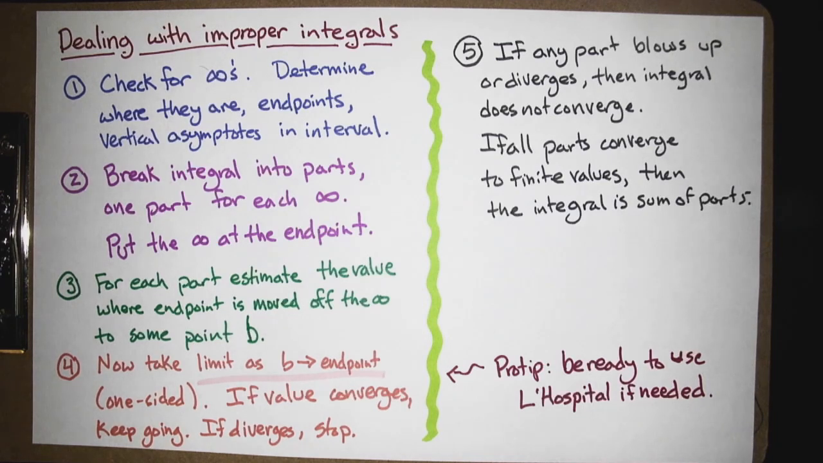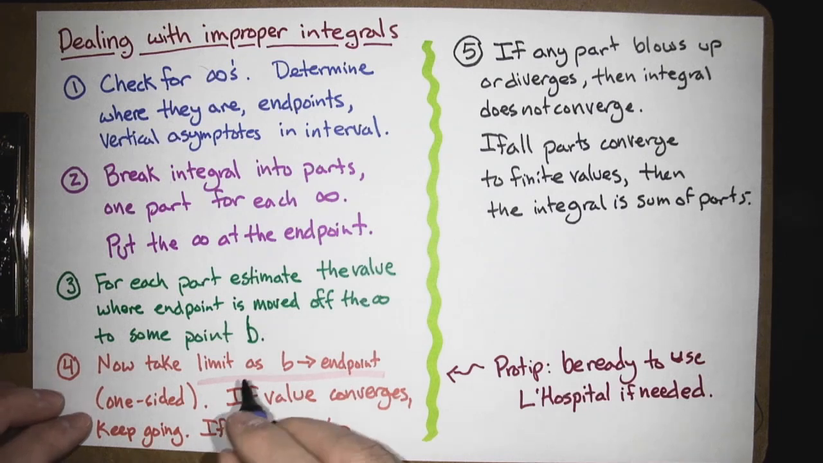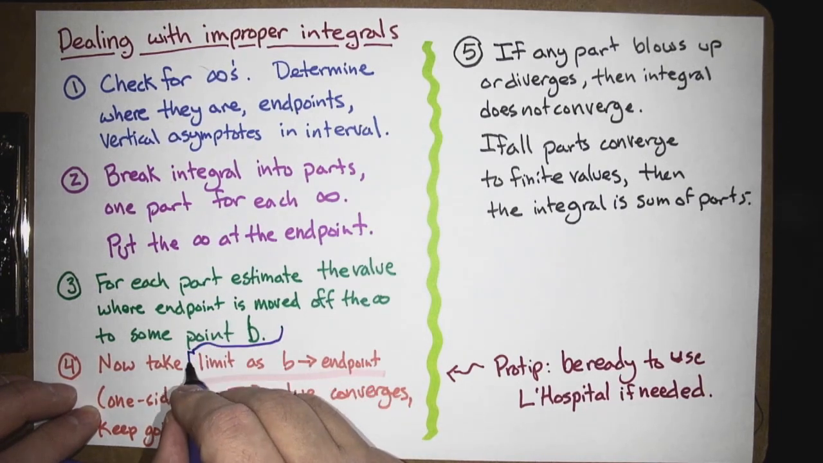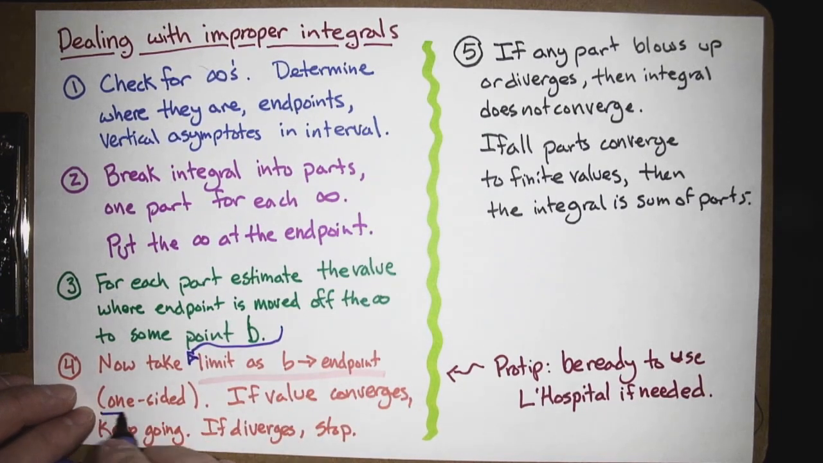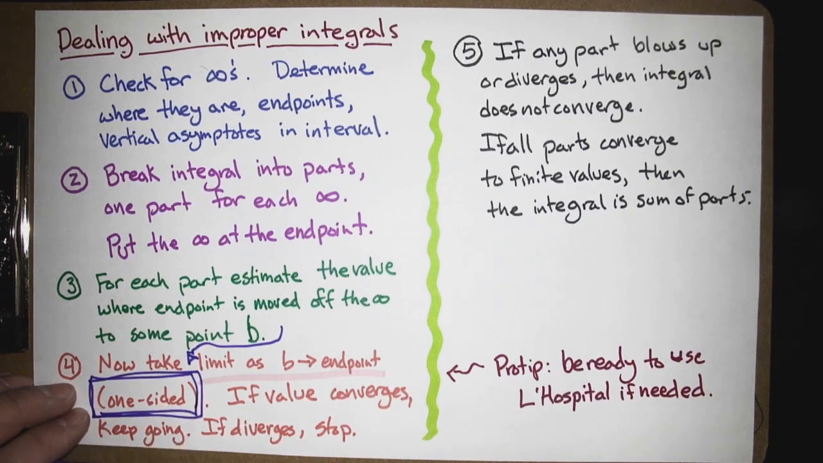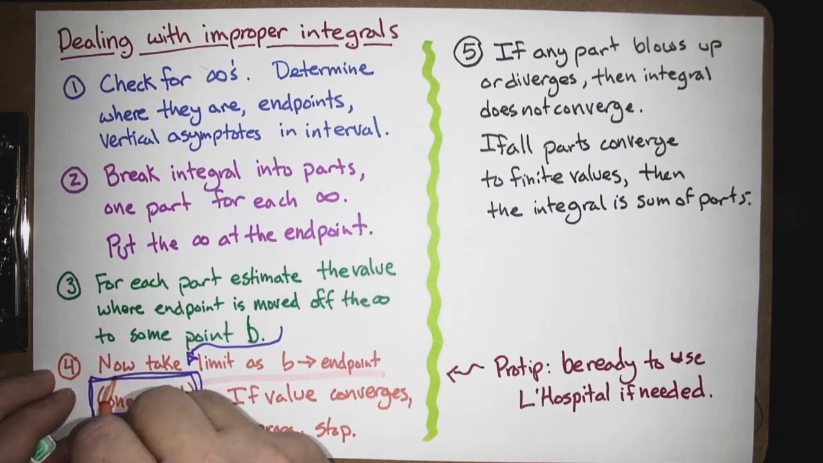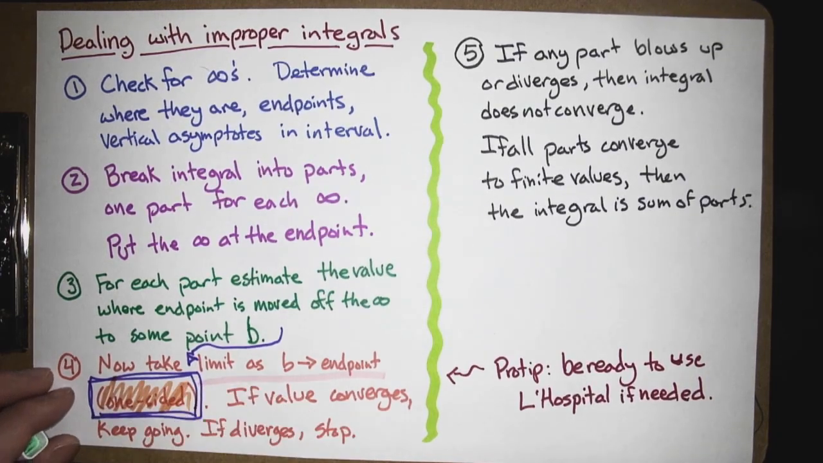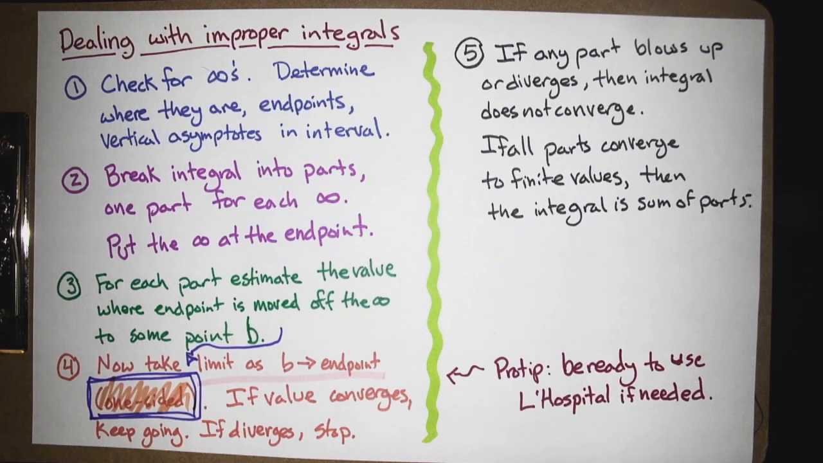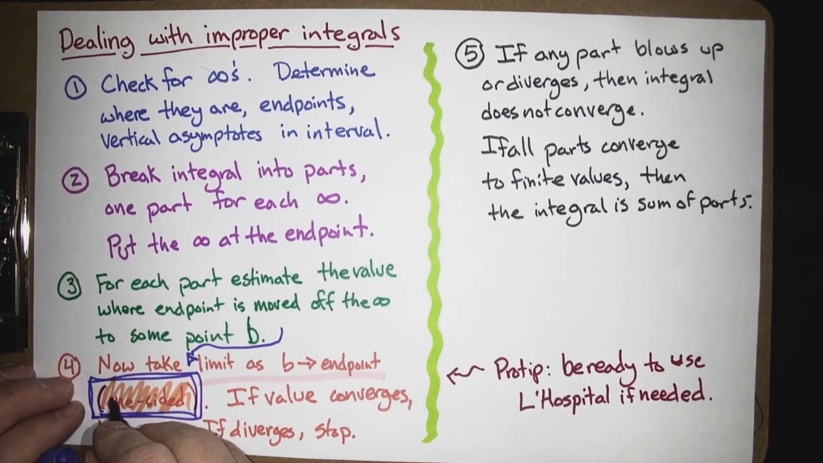Take the limit as b moves to the endpoint. And I should be very specific here because I forgot to write it down. Oh, I did write it down. Okay, one-sided. Phew. I thought I forgot it. One-sided limits. I'm supposed to be highlighting it. Oh my goodness, orange on orange is not a good idea. One-sided.